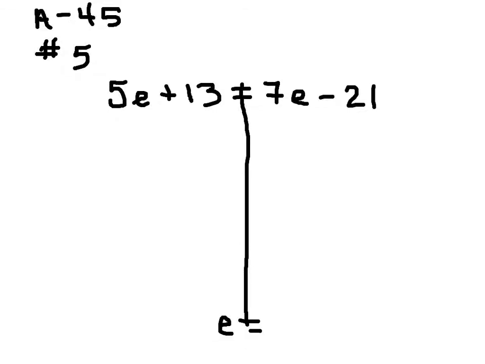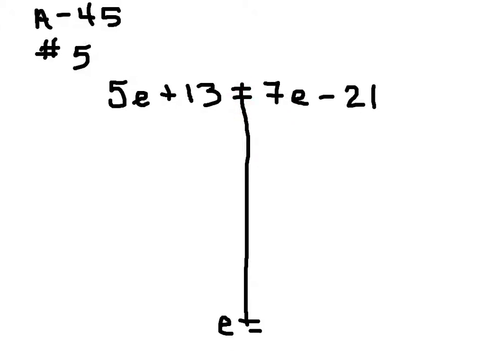Okay, so this is video A45. It's page 80. It's a handout. It's the reteaching page. And we're going to solve an equation that has variables on both sides of the equal sign.